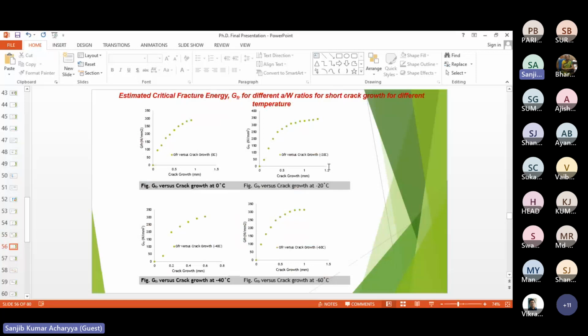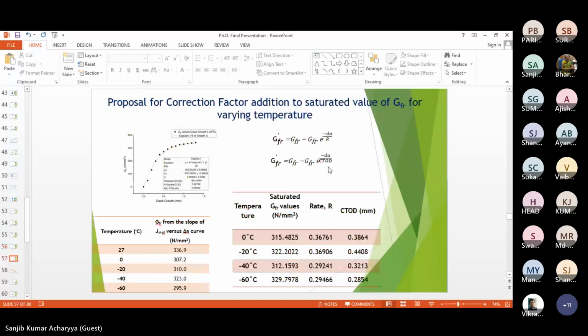So again, we fitted the curve. These curves are for different low temperatures, and we estimated the value of CTOD and obtained the GFR value. This is the constant GFR value. Look, we know the GFR dash versus delta A at a particular temperature. If we know the CTOD, then we can calculate the GFR at that temperature, and that GFR should be a constant.